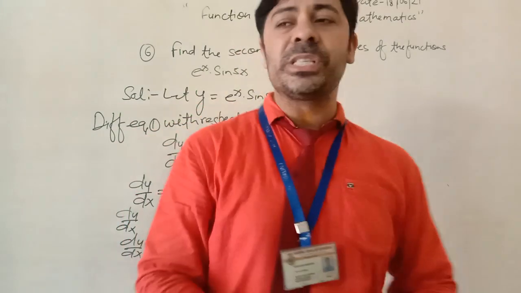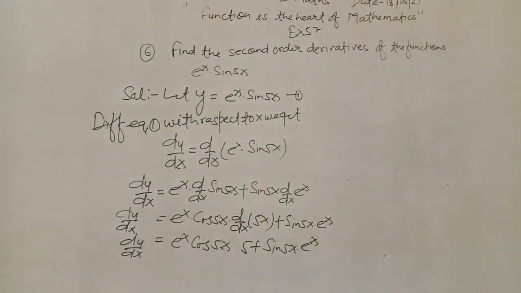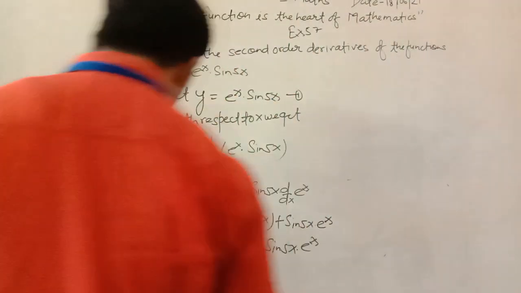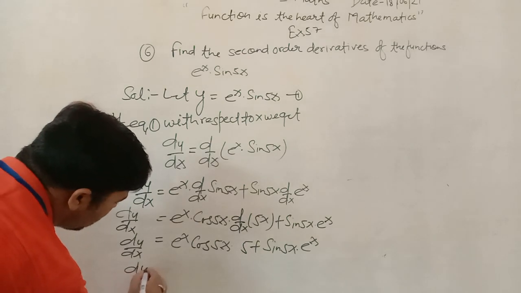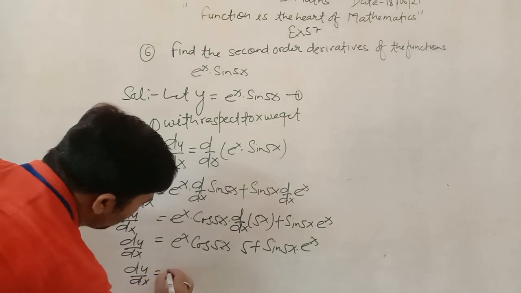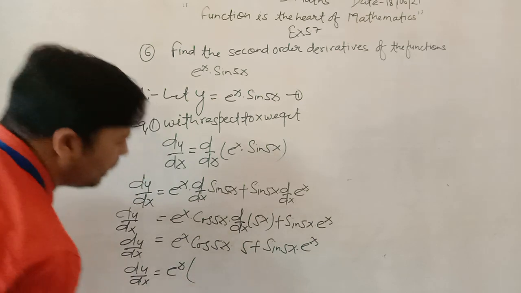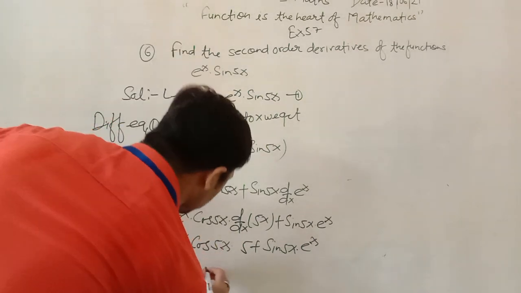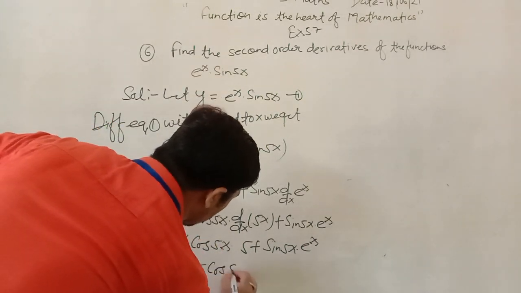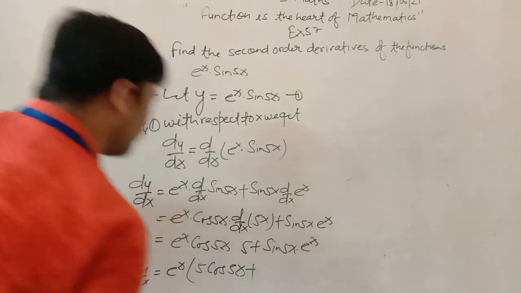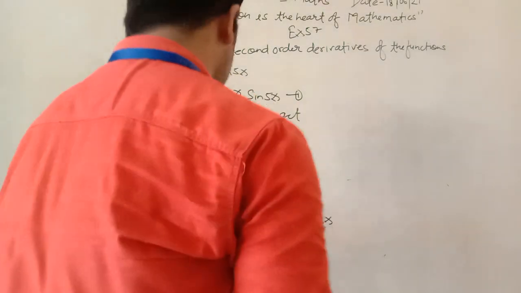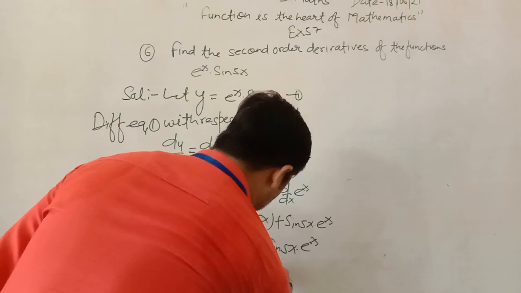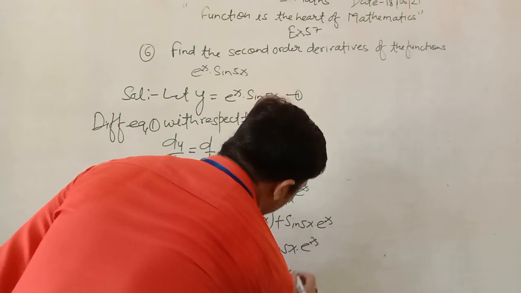Since both the terms involve e to the power x, taking out e to the power x common, you will get e to the power x times 5 cos 5x plus sine 5x.